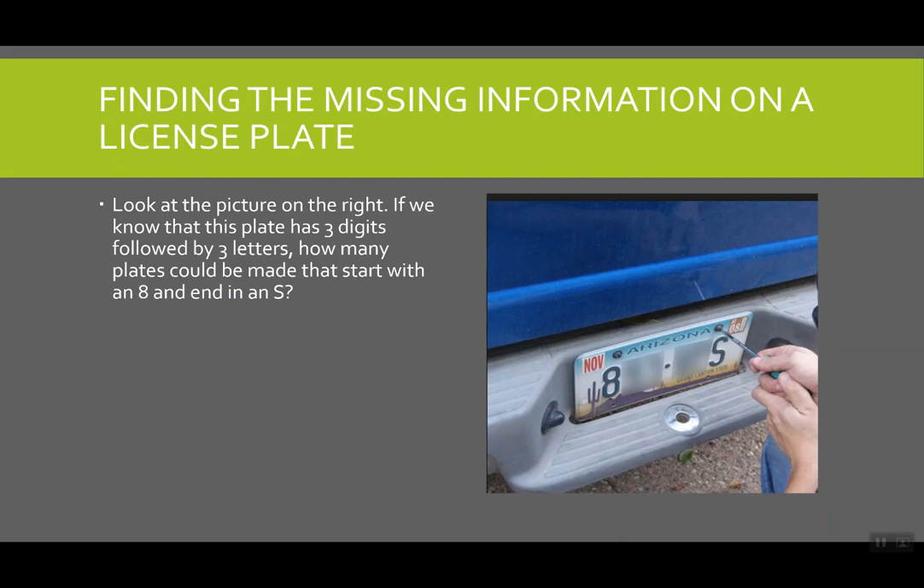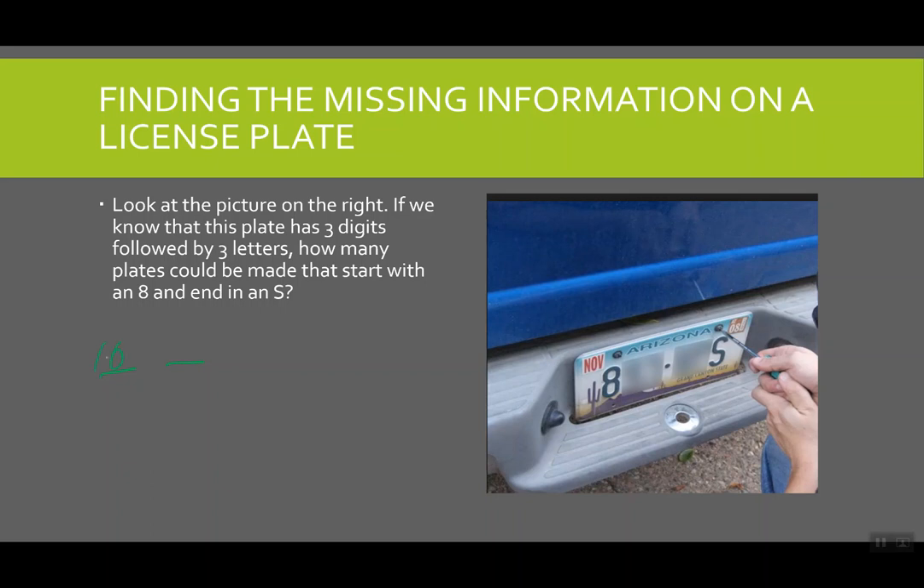Let's look at this, finding the missing information on a license plate. Look at the picture on the right. If we look at the plate and know that it has 3 digits followed by 3 letters, how many plates could be made that start with 8 and end in S? So I have this plate, and I know the first one is an 8, so I don't have to guess what it is. I know the last one's an S, so I don't have to guess what it is. But I told you that it's made with 3 digits, so I need 2 more digits, and then I need 2 more letters. So nothing says that I'm not allowed to repeat, so I'm going to say I can.